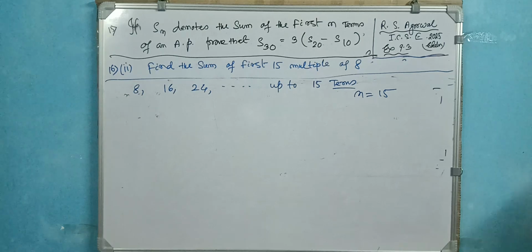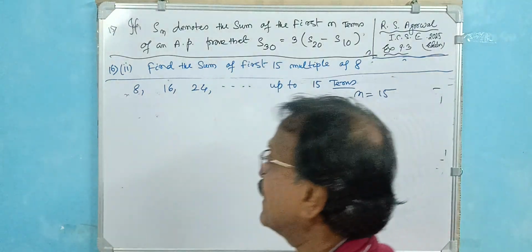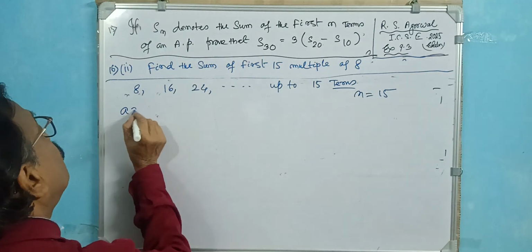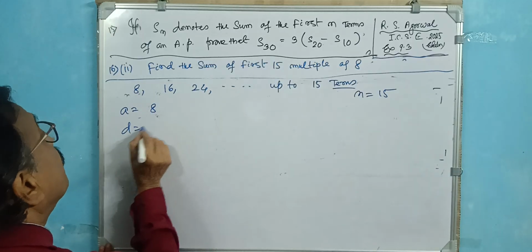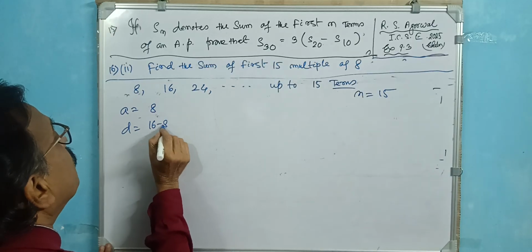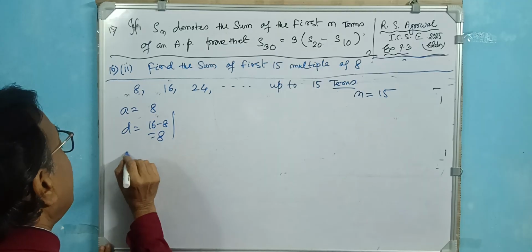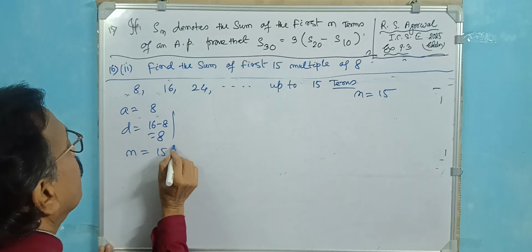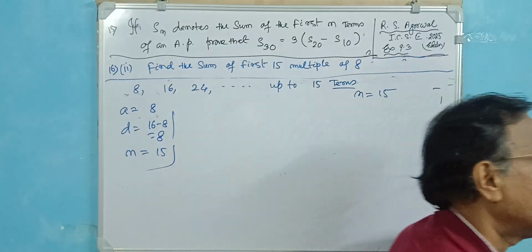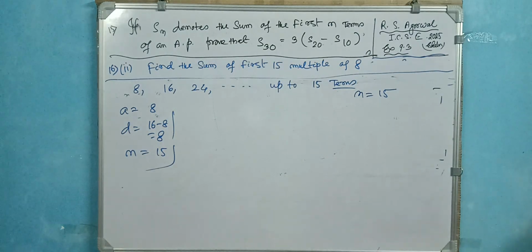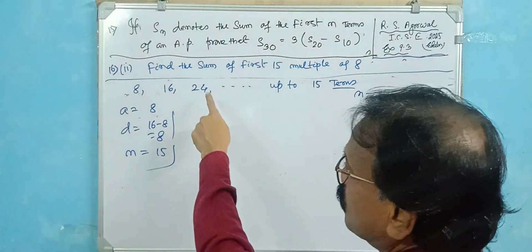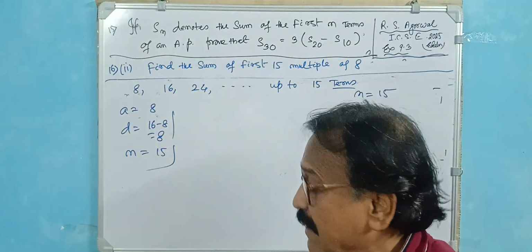What is the value of the first term? 8. What is the value of the second term? 16. So the value of the first term is 8. D, the second term minus the first term, this is also 8. And n is 15. So no problem, you get all these things. A is 8. D is the common difference, 16 minus 8. If you subtract 24 minus 16, that is also 8. And n is 15.